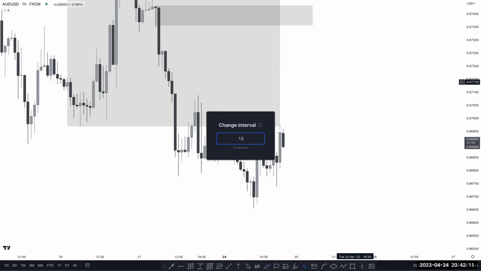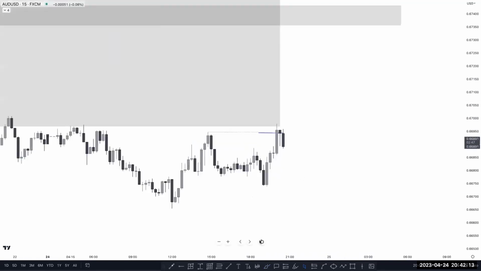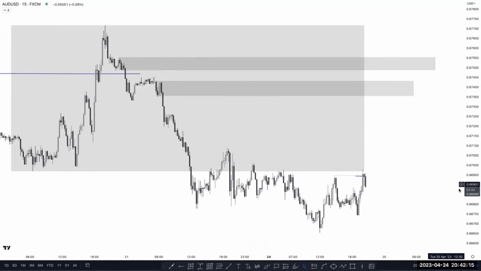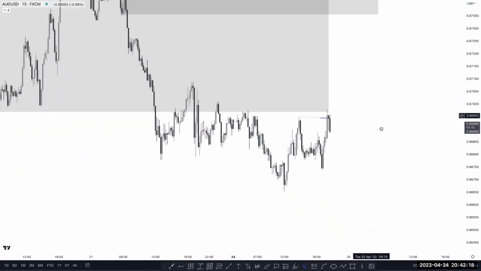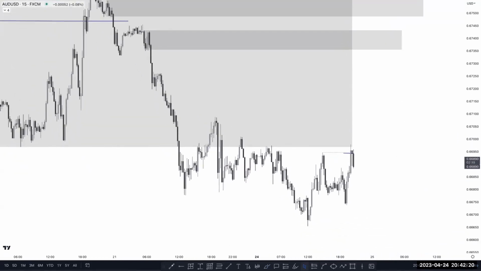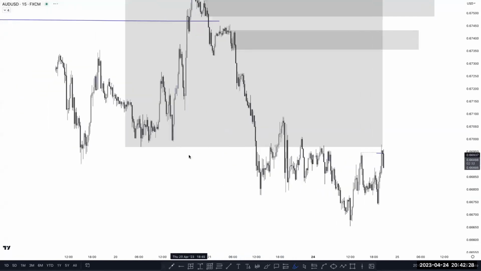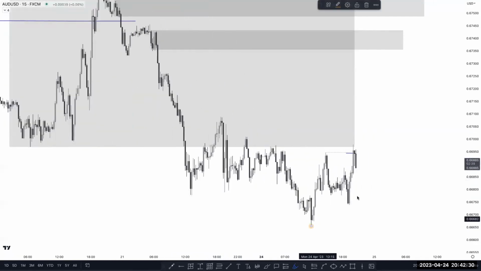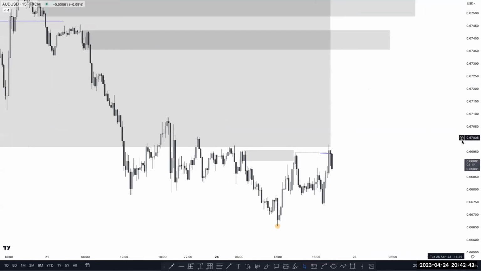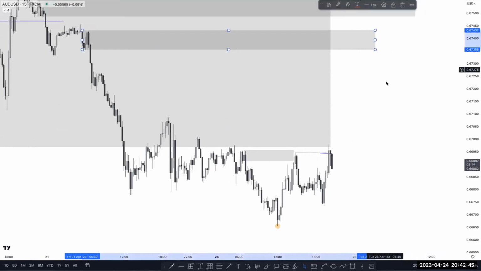So based on the 15-minute structure, price must break this low. Let me mark this one. After taking out the inducement, this order block has failed, because price tapped here and failed the next time. So probably we can see some continuation to the upside to mitigate this one at least, right?